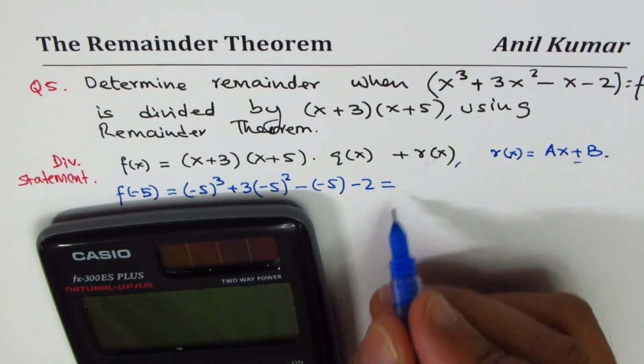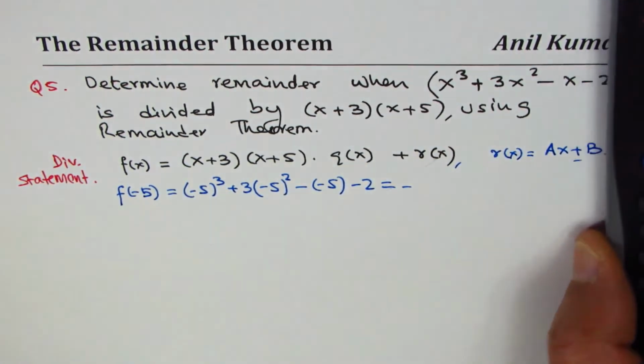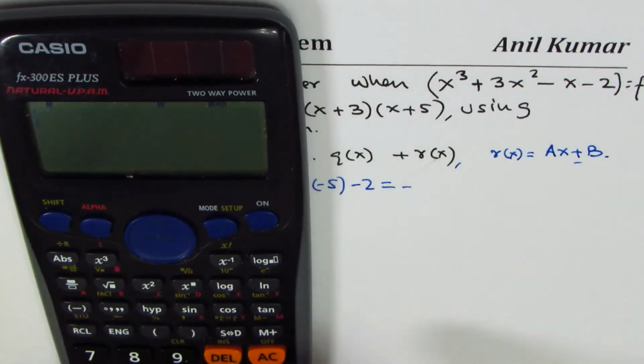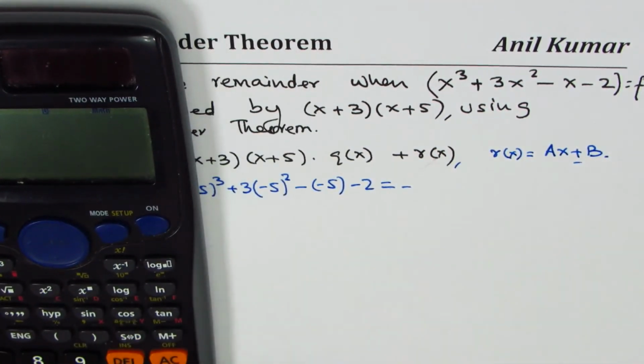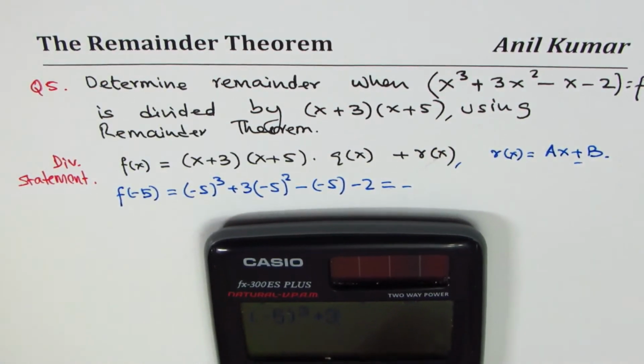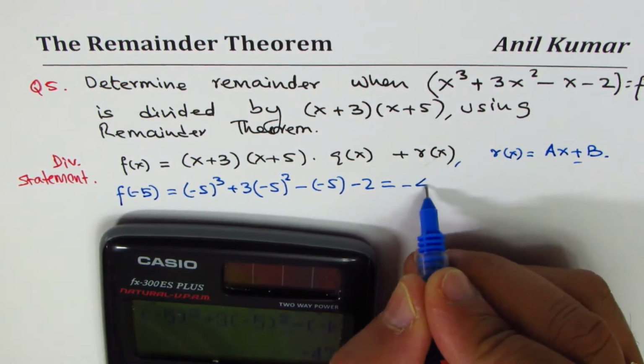Minus 5 cube will be negative, right? You know it's 125. Anyway, let's use the calculator. So let me write this as bracket minus 5 cube, plus 3 times within bracket minus 5 square, minus within bracket minus 5, minus 2. Okay, so that gives us minus 47.